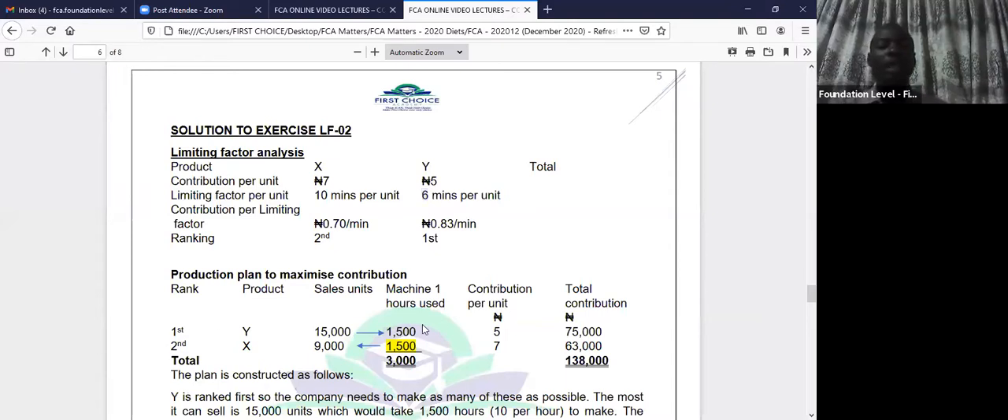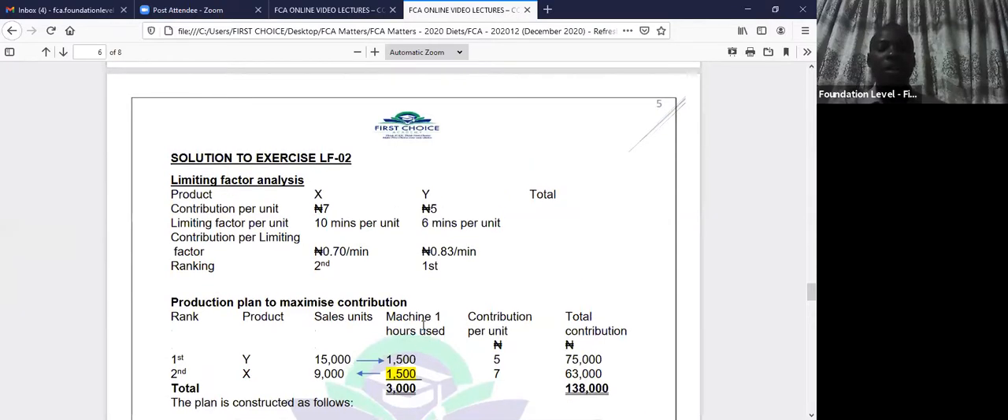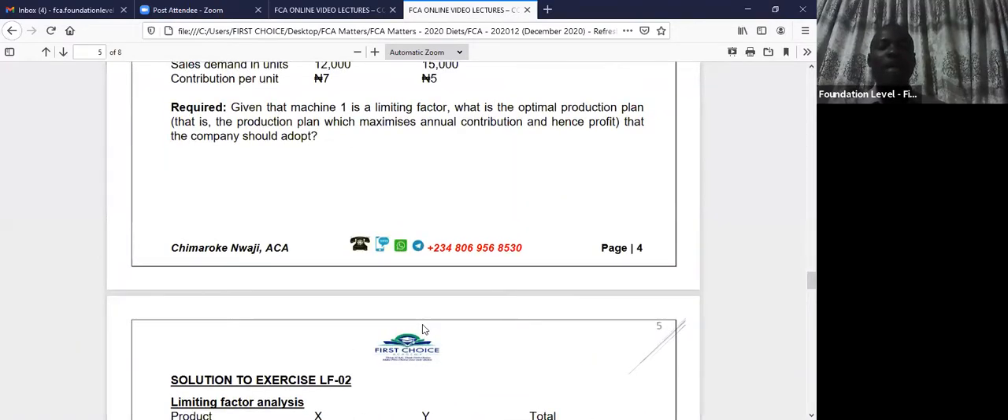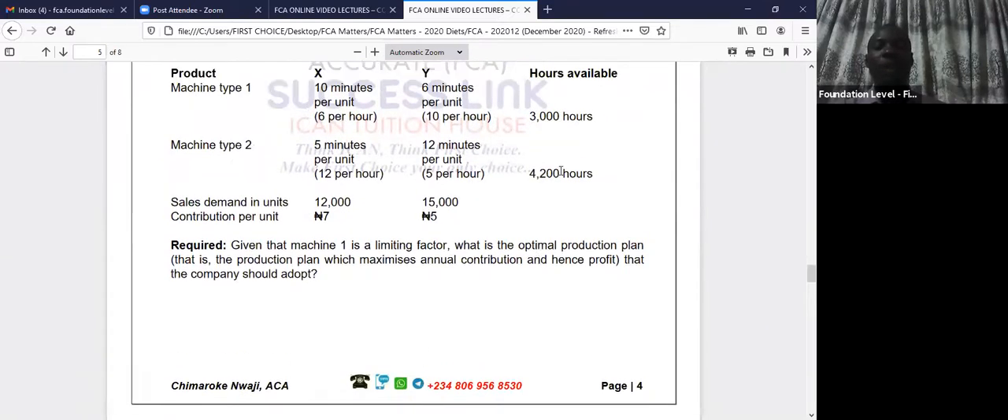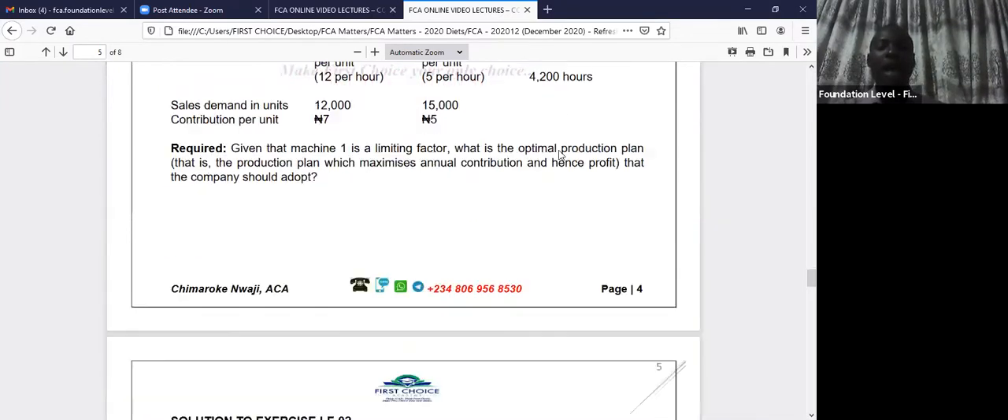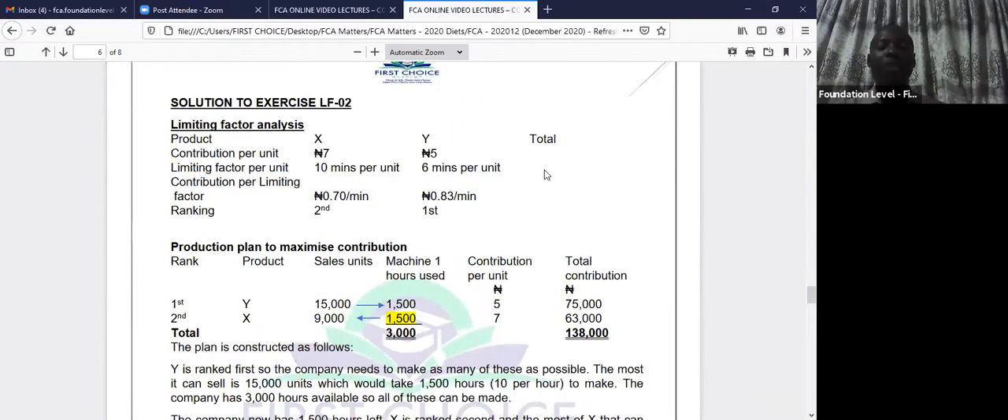But we said our limiting factor is machine 1, and machine 1 has available hours of 3,000. 3,000 is the maximum available hours, and product Y is taking only 1,500. That means it has not exhausted all the limiting factor. That means if we have a total of 3,000 and 1,500 have been taken by product Y, it means 1,500 will be available for product X.